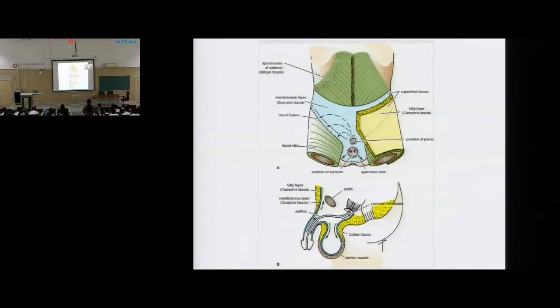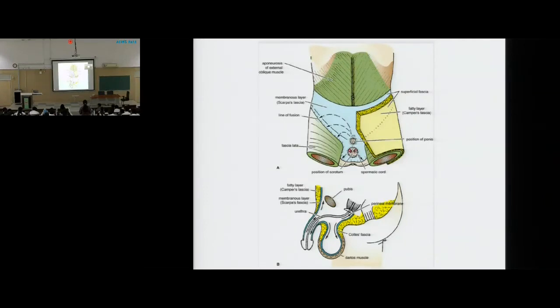This is the membranous layer. This blue thing is the membranous layer. This yellow is the fatty layer. Okay, then we can see here this fatty layer is continuous with the scrotum and the penis. Okay, clear? But in this scrotum, what happens? This fatty layer becomes replaced by some muscle that is called the Dartos muscle. So this superficial fatty layer becomes replaced by one muscle that is called the Dartos muscle.